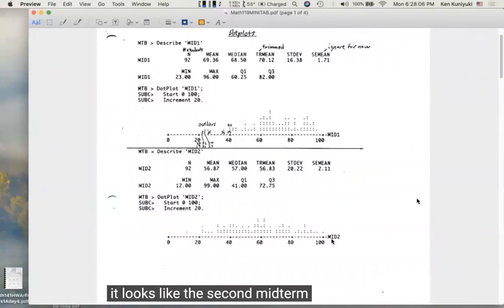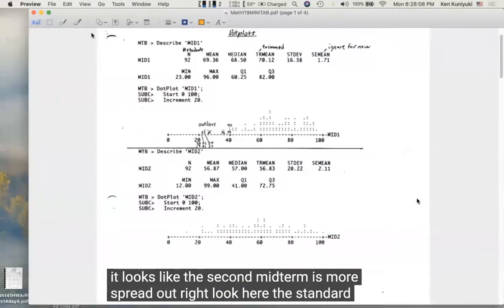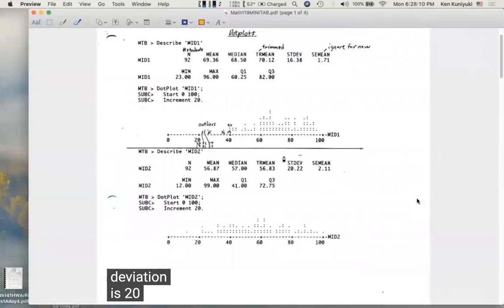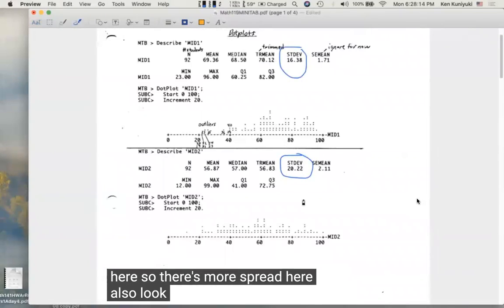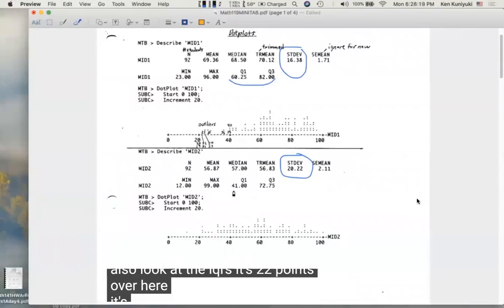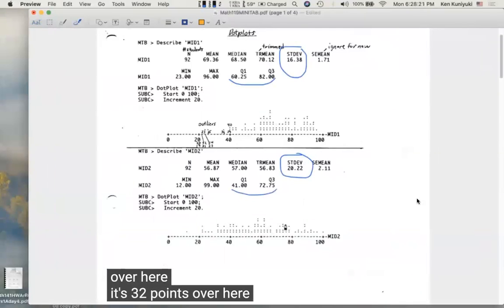It looks like the second midterm is more spread out, right? Look here, the standard deviation is 20 points over here, it's 16 points up here, so there's more spread here. Also, look at the IQRs. It's 22 points over here, it's 32 points over here.